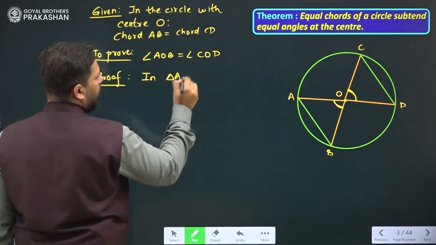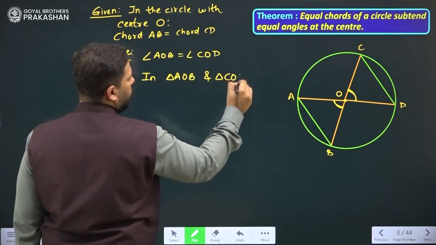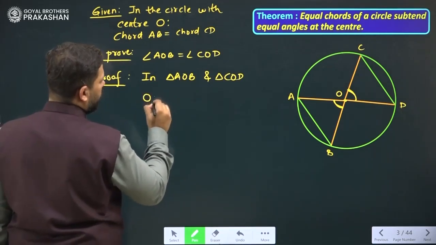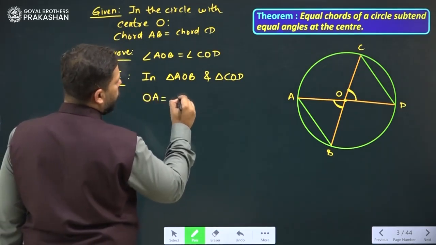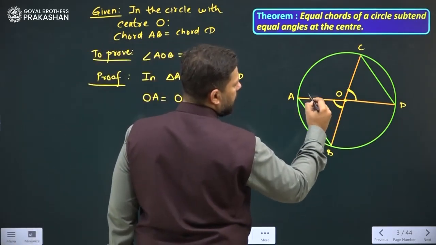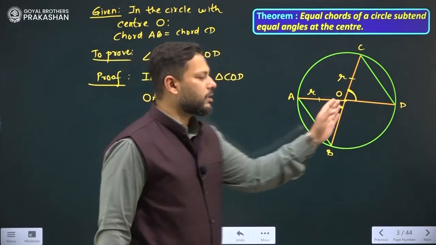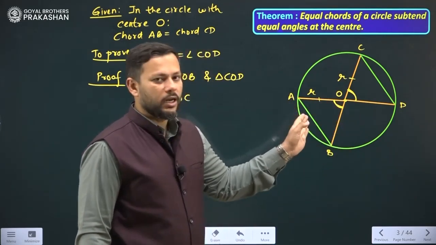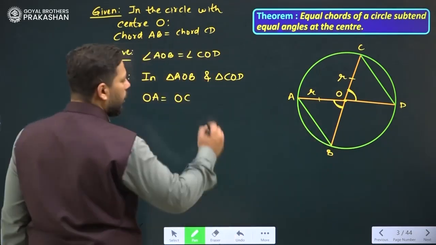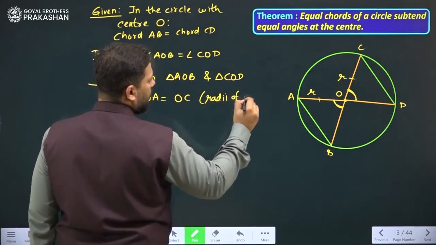In triangle AOB and triangle COD, what do we have? Let us start with the very first thing. OA is equal to OC. How come? We know that OA is the radius, right? It is the radius, and OC is also the radius because it is the center point joining the point on a circle. So OA is radius and OC is radius of the same circle, so they are equal. So we can write radii of circle.